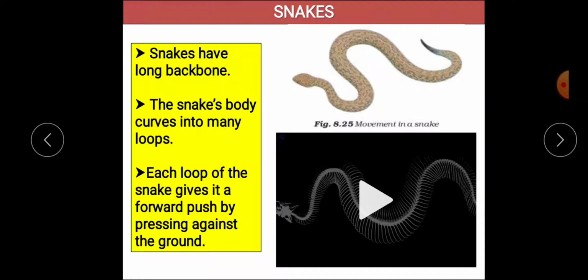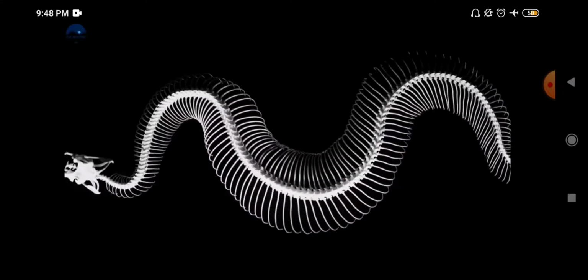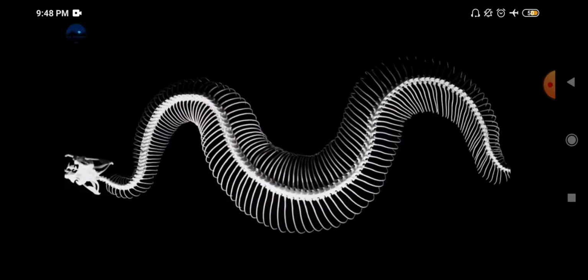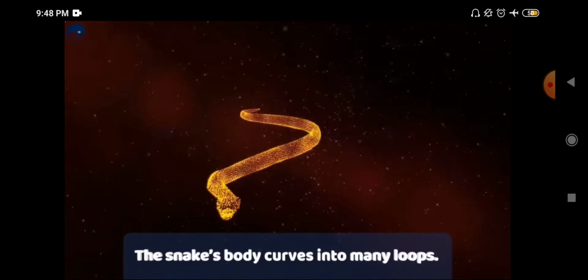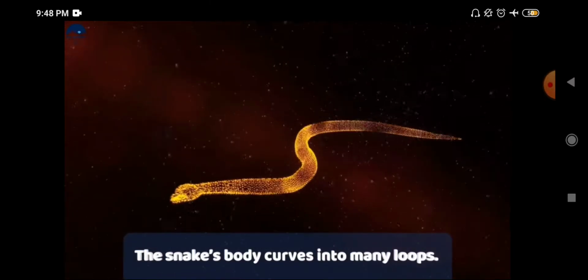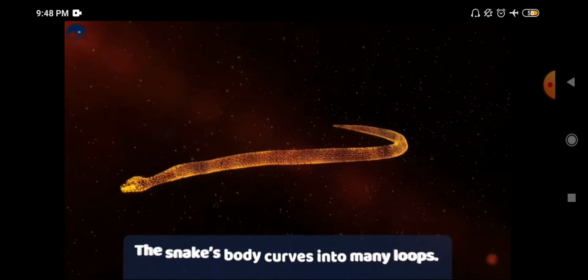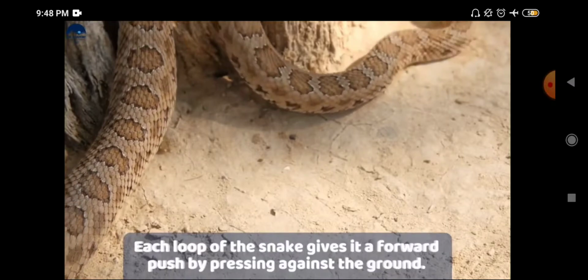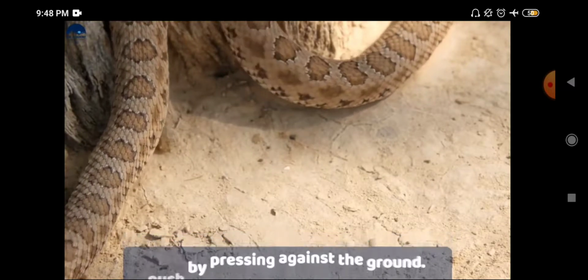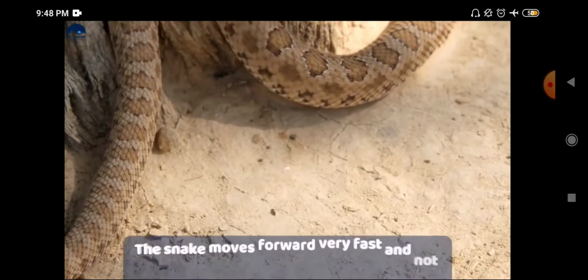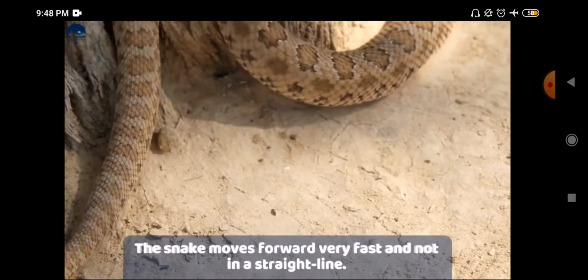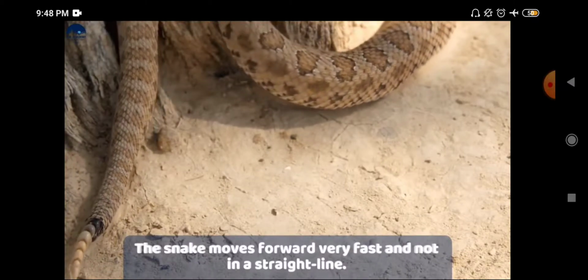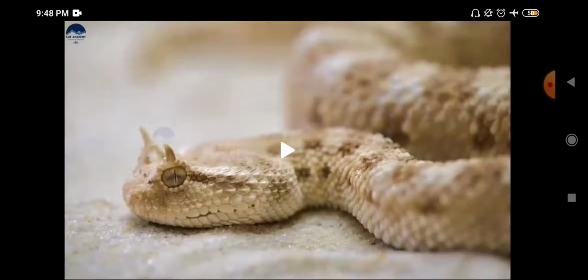With the help of this video, let's try to understand. So this is the backbone of the snake. The snake makes many loops. The body is curved into many loops. Here in the video, can you see it is making the loops, and the loops are pushing the body of the snake forward. So they move very fast, but never in a straight line.